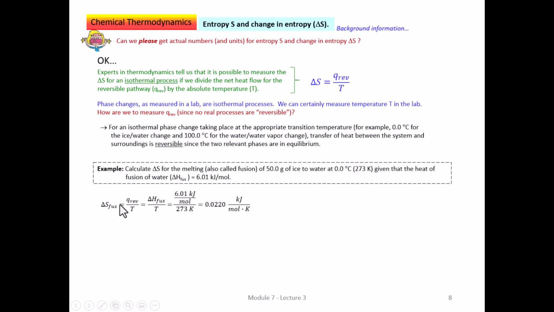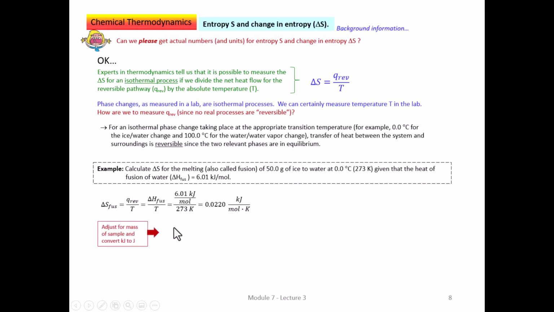Well, let's calculate the change in entropy for this fusion process. It's going to be equal to the heat flow for the reversible pathway divided by the absolute temperature. Remember, the system is at equilibrium at 0 degrees C, so the heat flow for this reversible pathway is just the heat of fusion divided by the absolute temperature. 6.01 kilojoules per mole divided by 273 K is equal to 0.0220 kilojoules per mole per K.